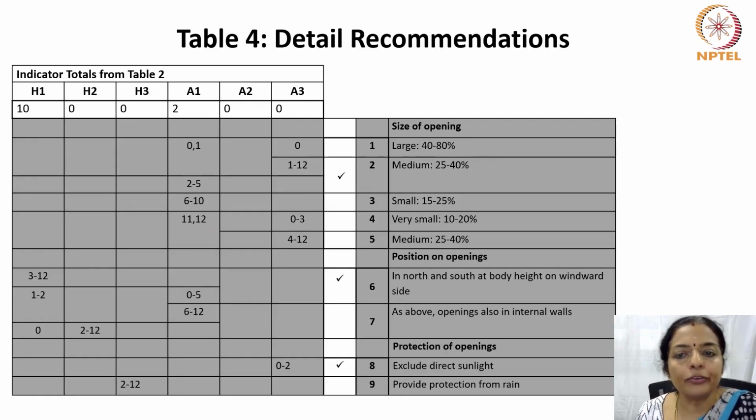Then further detailed recommendations also say that medium size openings in north and south at body height on the windward side, we should have the position of openings, and we should exclude direct sunlight. So look at what correlates for the indicator that we have got, whether it is this or this or this or this. Like in this case, our H1 is 10, which falls under 3 to 10. And therefore, north and south at body height on windward side should be the position of the openings.